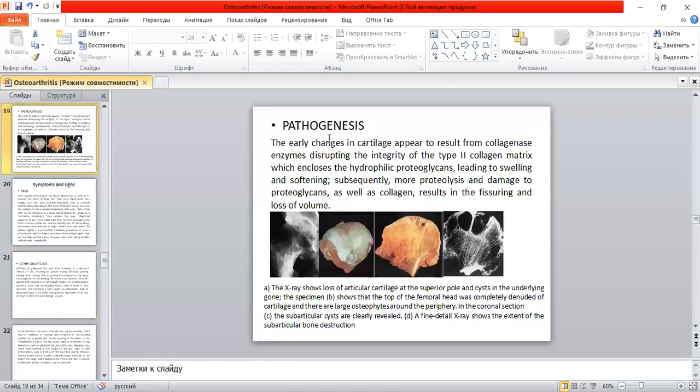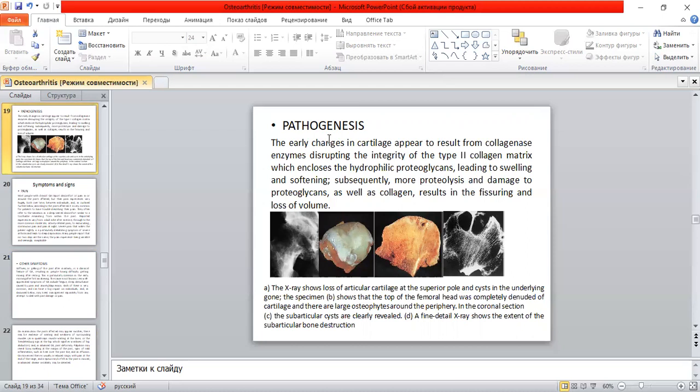Pathogenesis. The early changes in cartilage appear to result from collagenase enzymes disrupting the integrity of the type 2 collagen matrix, which includes the hydrophilic proteoglycans, leading to swelling and softening. Subsequently, more proteolysis and damage to the proteoglycans, as well as the collagen, results in the fissuring and loss of volume.